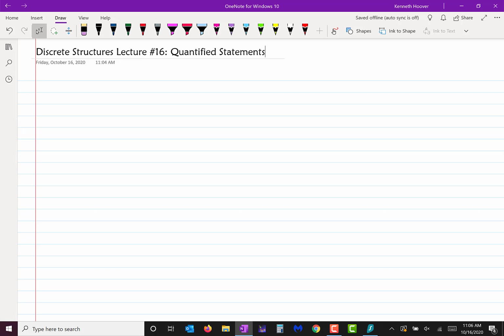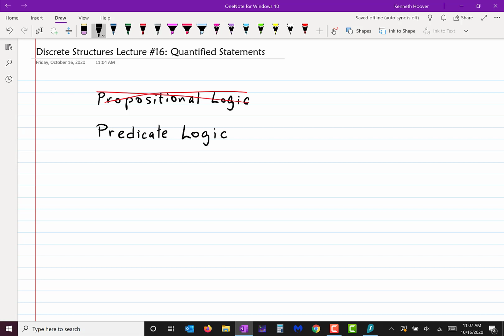Okay, we are now into chapter 3, and everything that we were doing in chapter 1 and 2 was called propositional logic. Okay, and now we're going to move on from that, and we're going to start doing something that's called predicate logic.